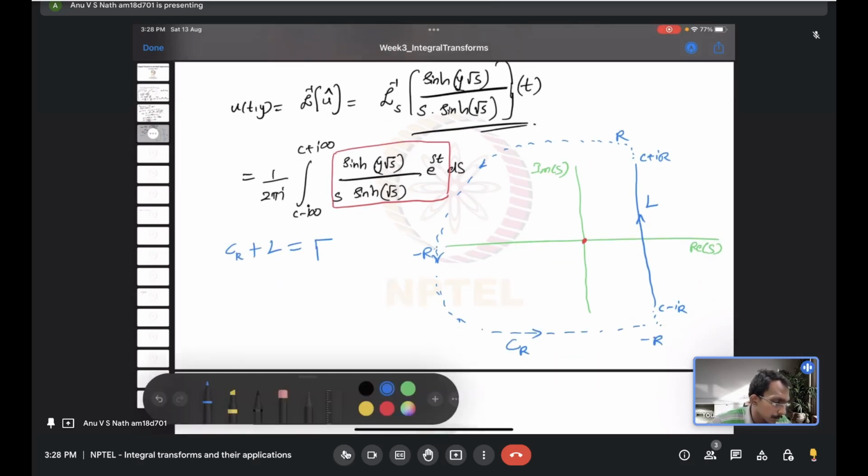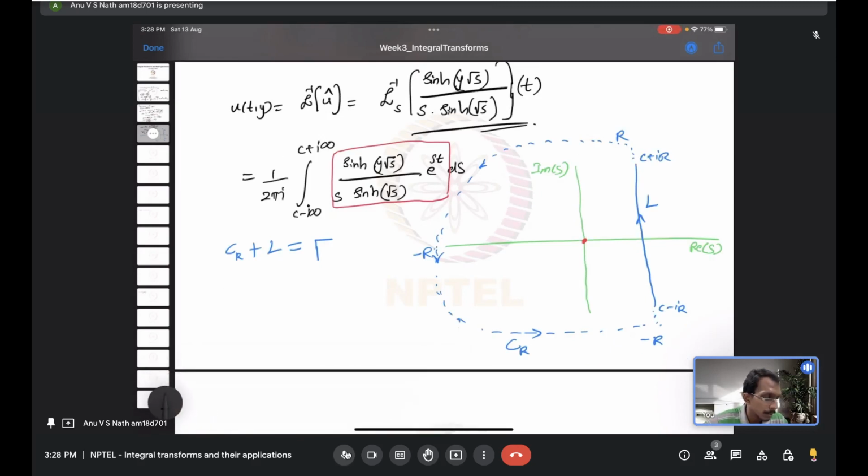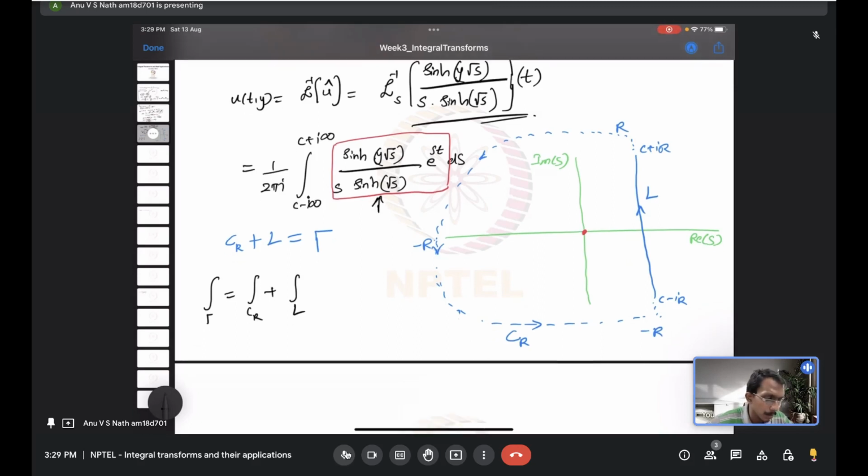Now from the principles of contour integration, because gamma is a closed contour, right? So the integral over gamma I can write as integral over CR plus integral over the line. Integral of what? This function that is inside the red box, that we will perform. But before that we need to use some results of contour integration. That's why we are doing the splitting first.